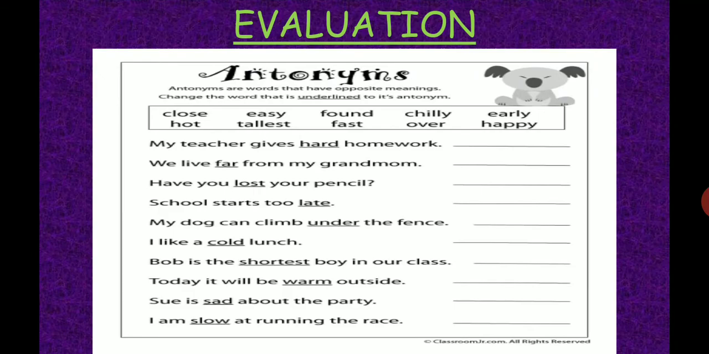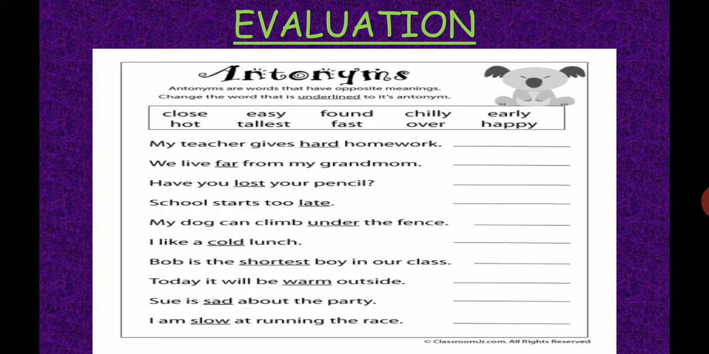Here is my evaluation for you. Now, you've learned that antonyms are words that have opposite meanings. So, in this evaluation, I want you to change the word that is underlined to its antonym, and I gave you words to choose from. So, for instance, in number 1, you have: my teacher gives hard homework. Now, the word that is underlined there is hard. So, you'll figure out what is the opposite. Number 2, we live far from my grandmom. Find out the opposite of far.